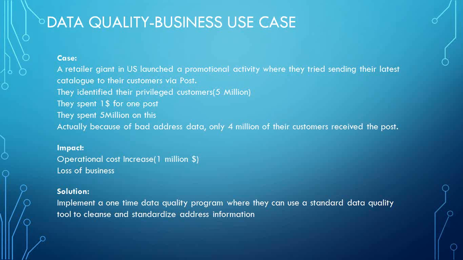If you ask me what is the solution for this problem, you identify the privileged customers' addresses, then you take up the address standardization project, and then you augment, cleanse or standardize those addresses, so that going forward, at least you can ensure that out of 5 million, I have 2 or 3 million customers with proper addresses. So this is one typical business use case, its impact and its solution. Any questions on this slide?